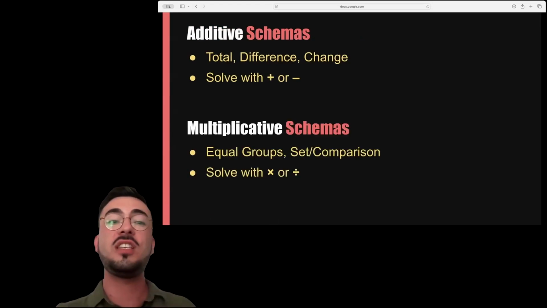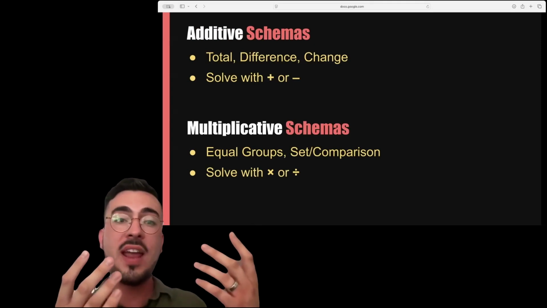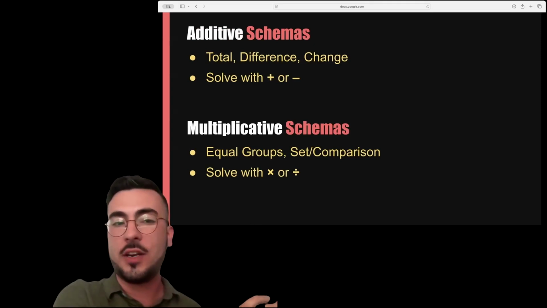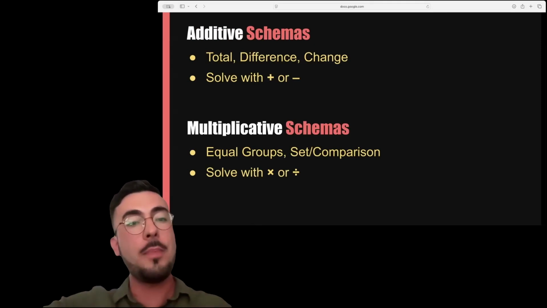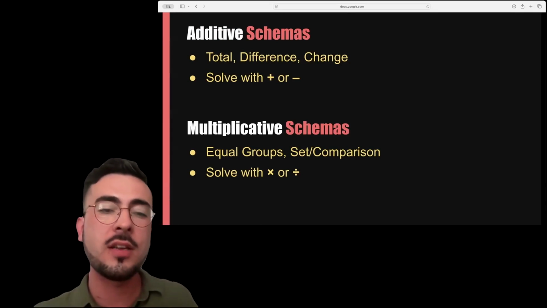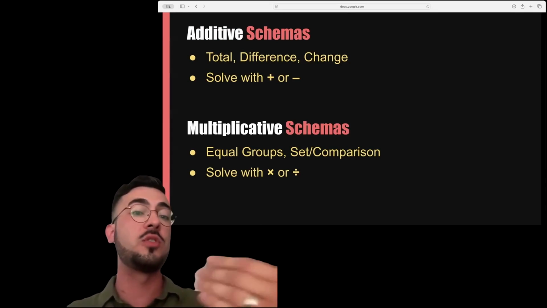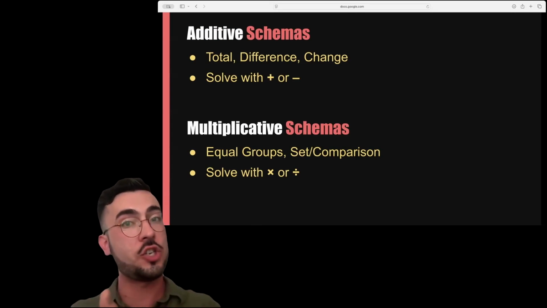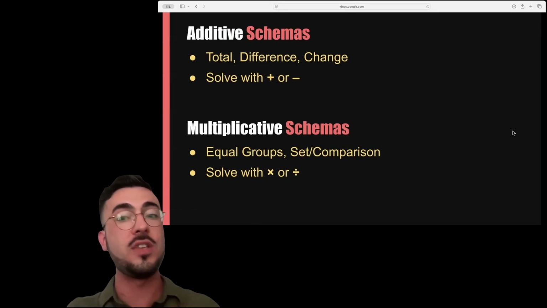Your multiplicative schemas, there's only 2, right? And these obviously we're not teaching to 2nd grade, right? Once you get into middle and upper elementary, you can add in equal groups and set problems, also called comparison. That's where students are solving the word problems with multiplication or division. And it could be either one for either of these schema.